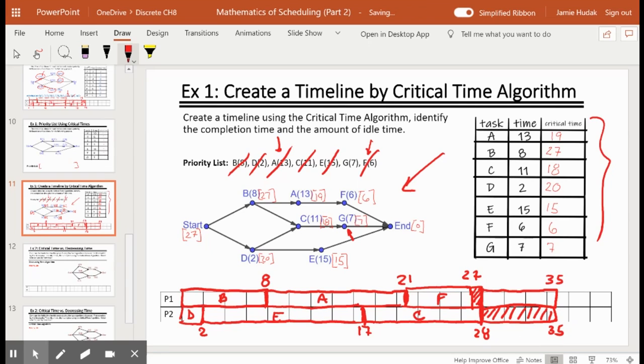So we can say that finish time is 35. F for finish time equals 35. And idle time, I have this small block of time here, which was 1 unit, and then this large block of time here, which was 7. So that's 8 units of idle time.